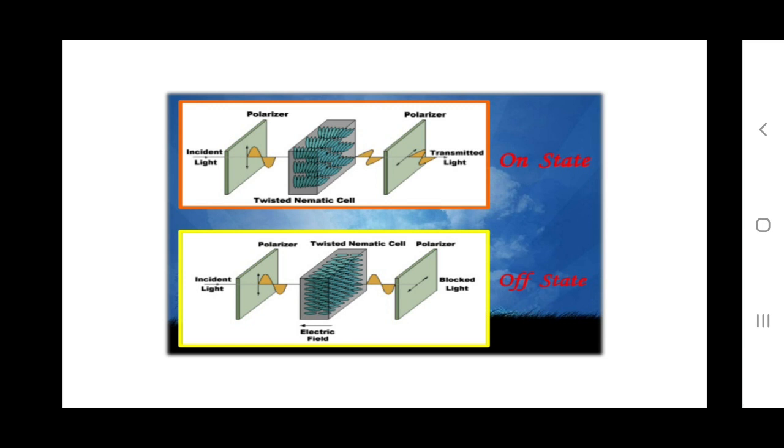So the on state means the state where the system is on and you can see the display, and the off state is the state where the system is off and you cannot see any display.